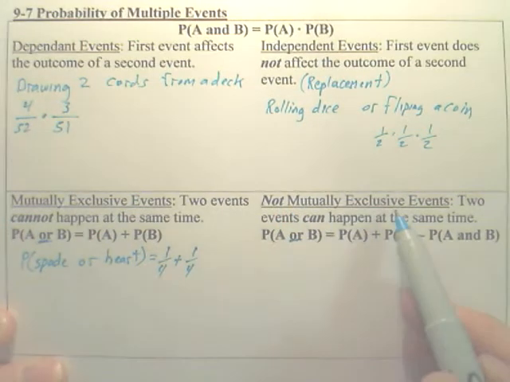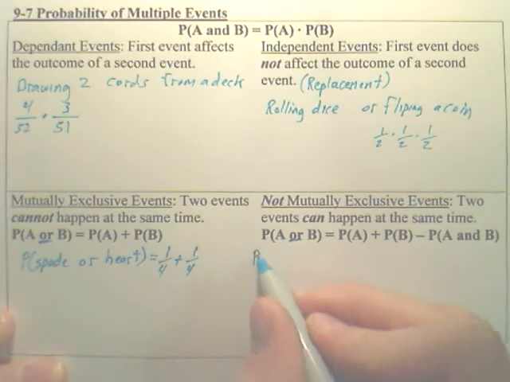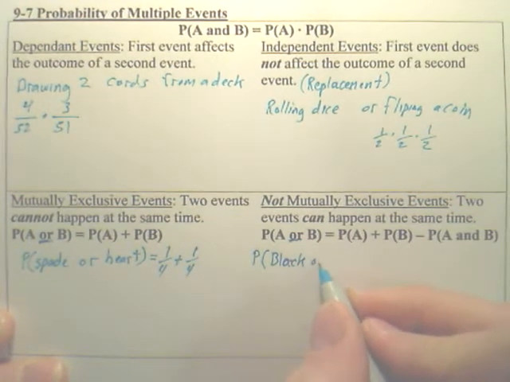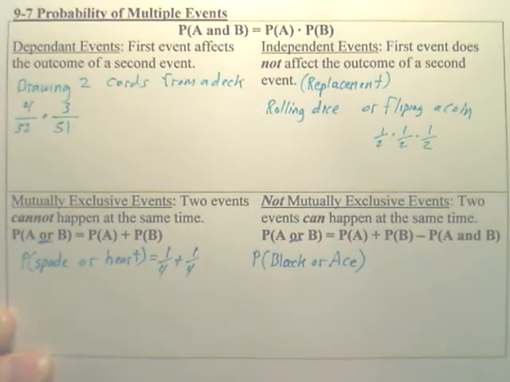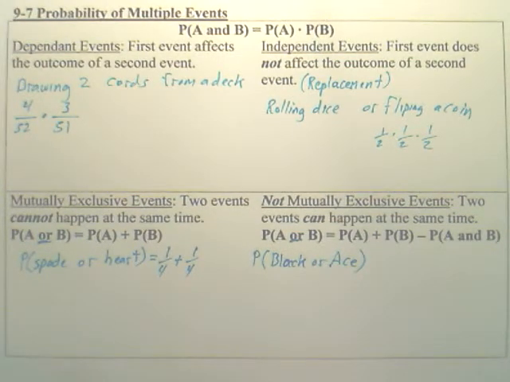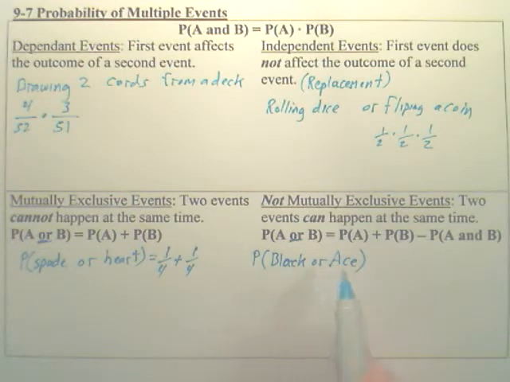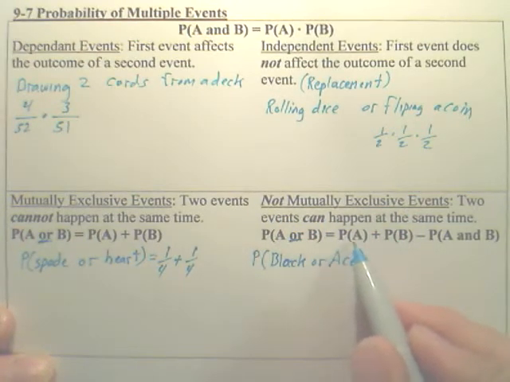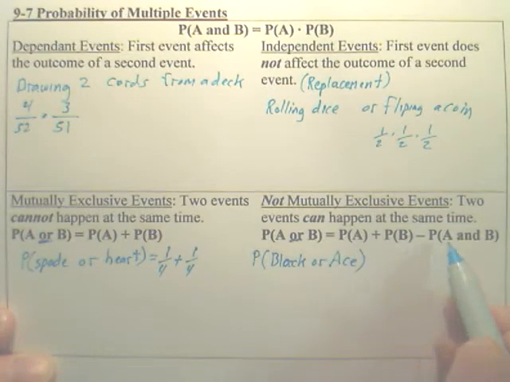Here, not mutually exclusive means two events can happen at the same time. For instance, this would be the probability of a black or an ace. Can you have a black card? Can you also have an ace? Can you also have black aces? Right. Can these both happen at the same time? Yeah. So there's a problem here. It's called not mutually exclusive. And so what happens here is you take the probability of both of them, but then you have to subtract where they share. You'll see in a second.